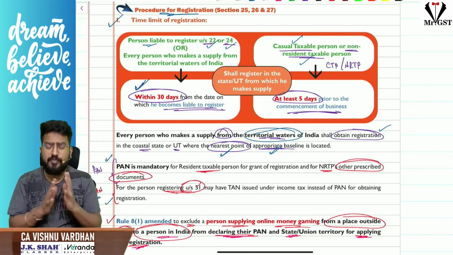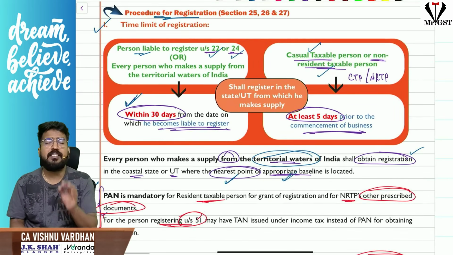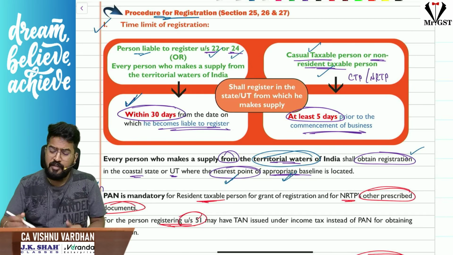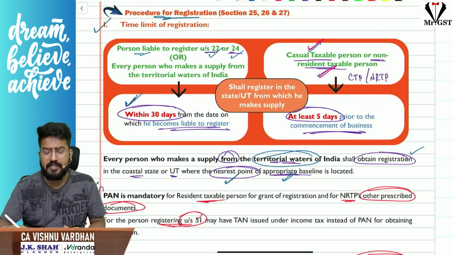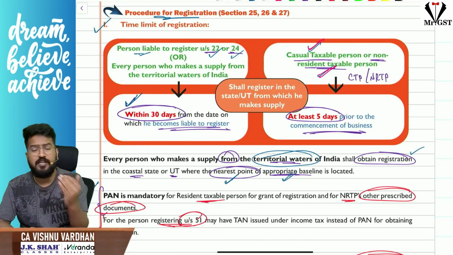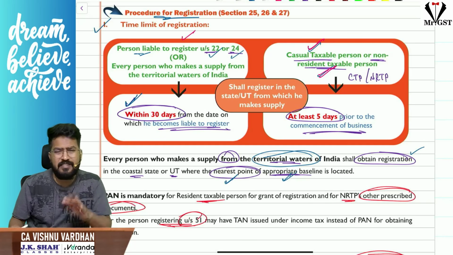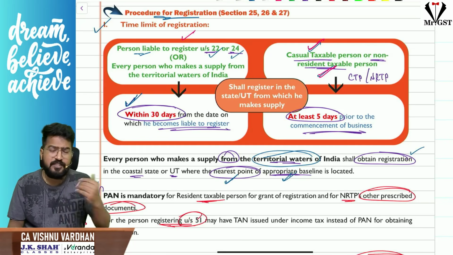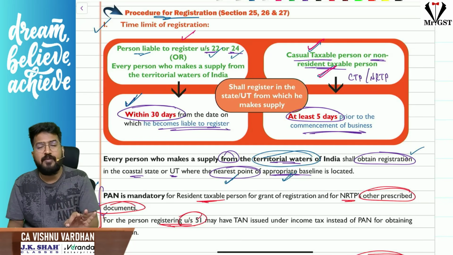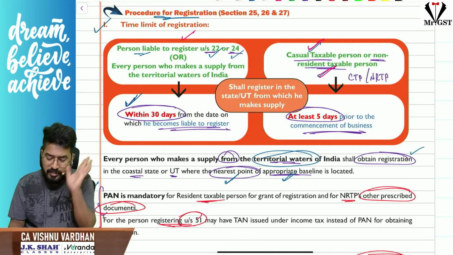So the next one, if you see sections 25, 26, 27, is the time limit for taking registration. See, normally casual taxable persons and non-resident taxable persons should apply for registration at least 5 days prior to the commencement of the business. But for others, sir, first start business, become liable for registration under section 22 or 24, and after becoming liable, within 30 days you apply for registration. That is the concept.